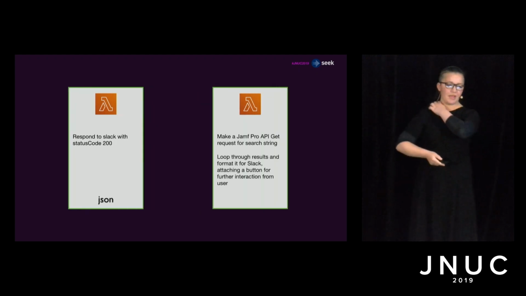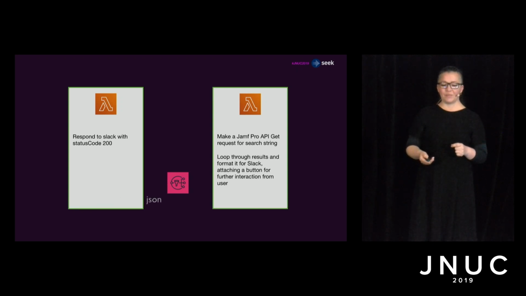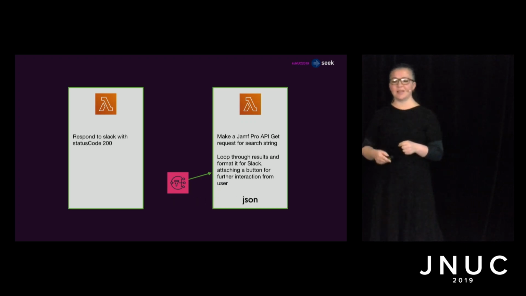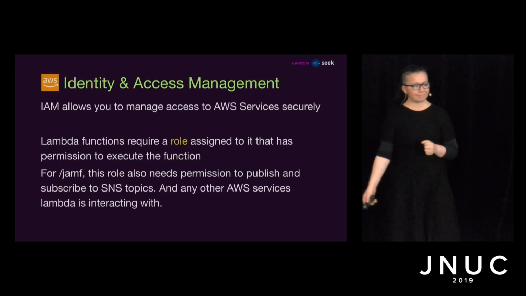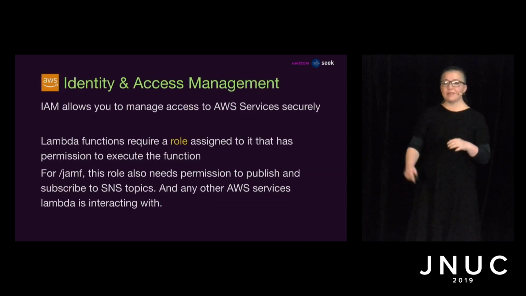So here we go, we've got the first function that's going to publish to the SNS topic, and then the second function is going to subscribe to that SNS topic, and as a result, as soon as that SNS topic is published, the second Lambda function kicks into gear and grabs the JSON payload and starts doing all the work that it needs to do. That covers the main AWS services that I've used.